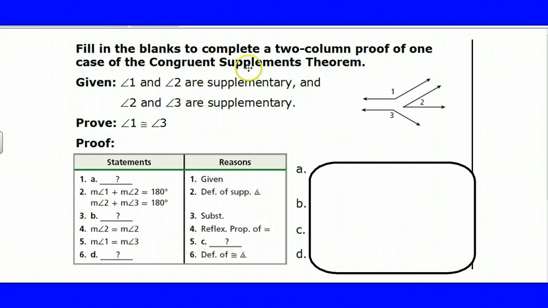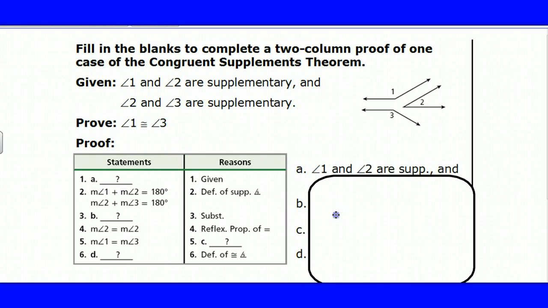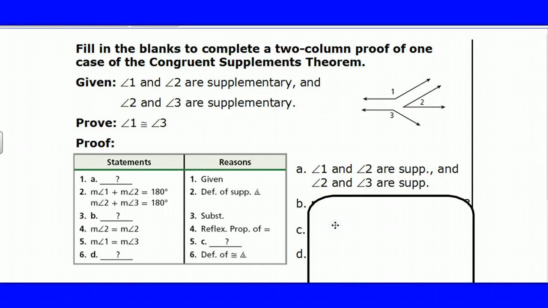So here we have, again, a 2-column proof. We are given the steps. We're just going to fill in the blanks. We're working our way toward doing this entire 2-column proof on our own. So read this and think. Our first step then will be the given information, right? Angle 1 and angle 2 are supplementary, and angle 2 and angle 3 are supplementary, okay?